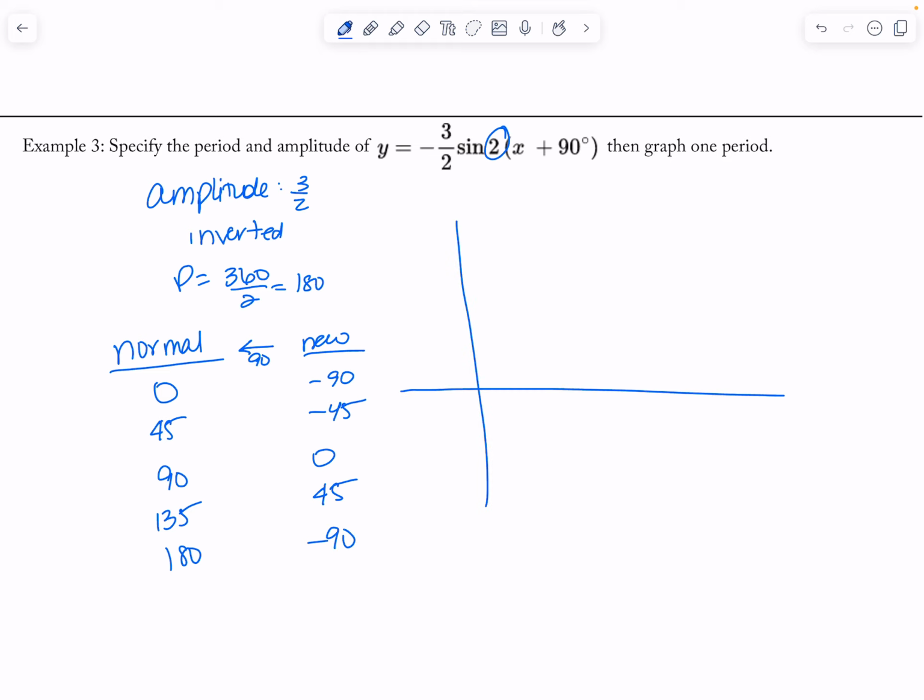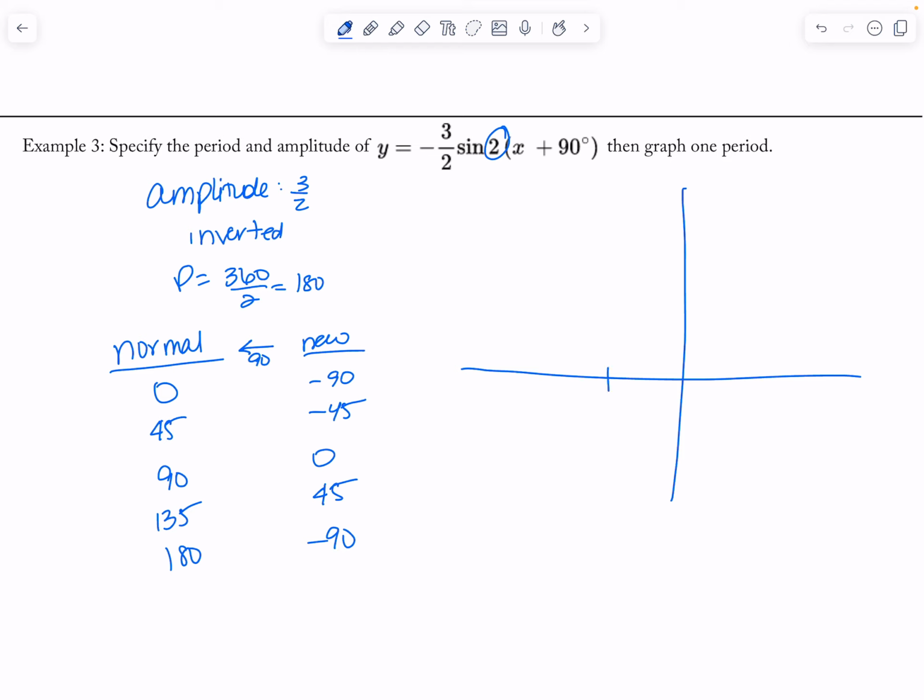So I'm doing sine. So I have negative 90, negative 45, 0, 45, and 90. 3 halves, negative 3 halves. I'm starting at 0 on my sine. I go down, then back up, then back down because I am inverted. So instead of going from a hill to a valley, it goes from a valley to a hill.